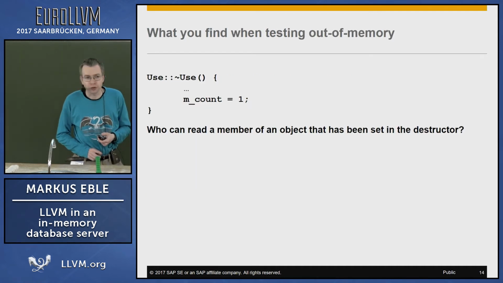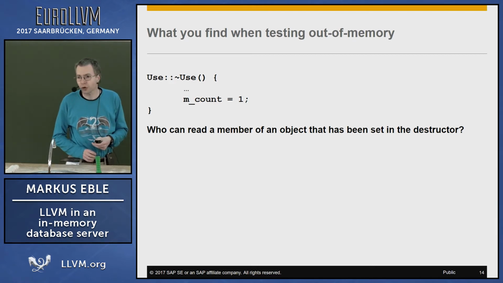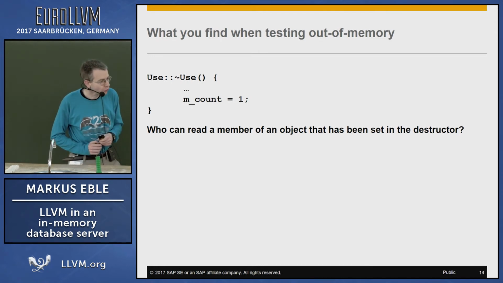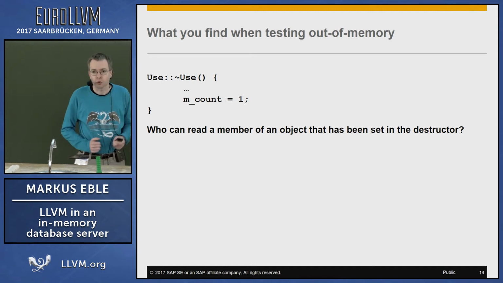What can you find with this testing? A code similar to this we have found in an older LLVM version. Interesting question. We have here a destructor, and at the end of the destructor, someone is setting a member variable to a specific value. The first thing we were wondering about: who can read this information?